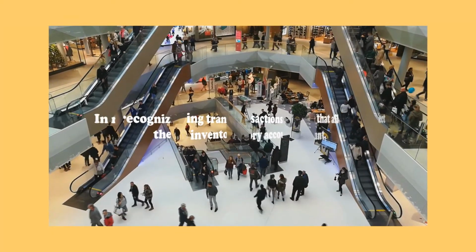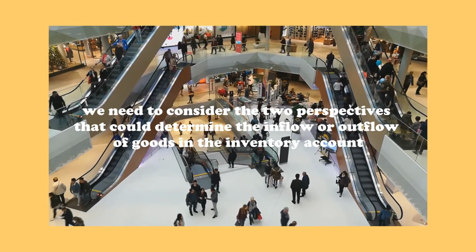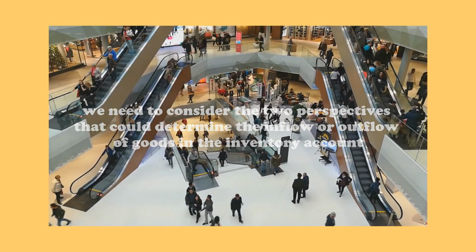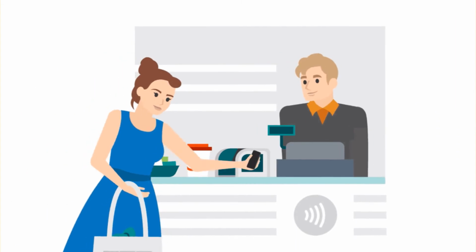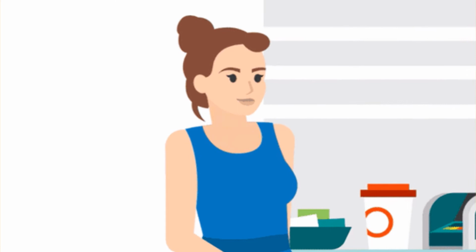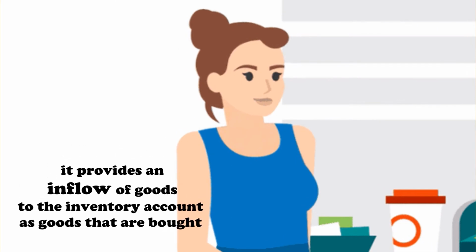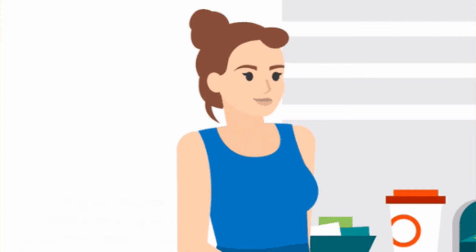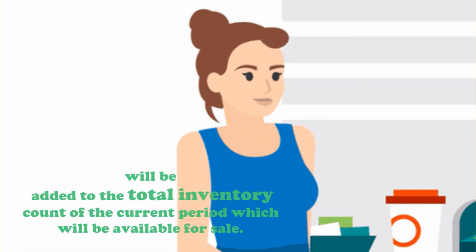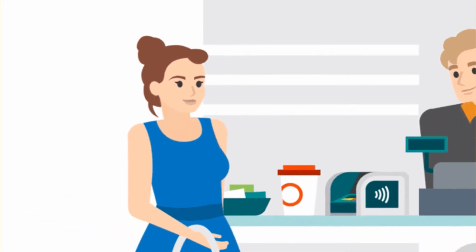In recognizing transactions that affect the inventory account, we need to consider the two perspectives that could determine the inflow or outflow of goods in the inventory account: the buyer and the seller perspective. On the perspective of a buyer, it provides an inflow of goods to the inventory account, as goods that are bought will be added to the total inventory count of the current period, which will be available for sale.